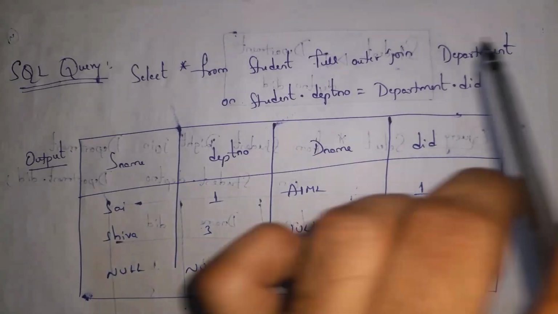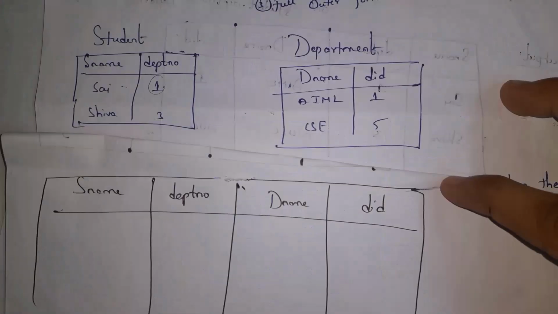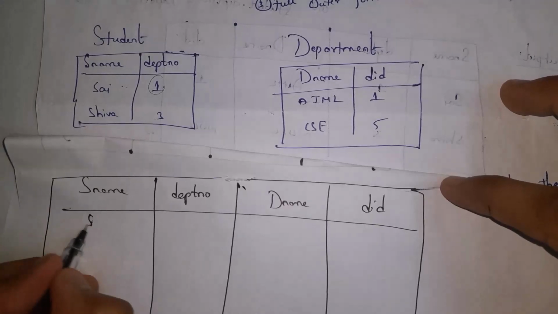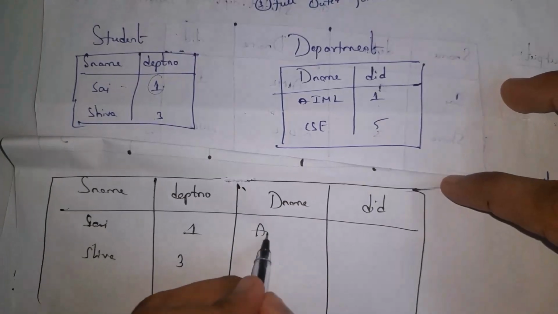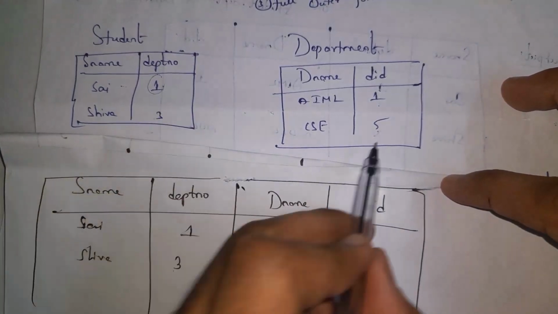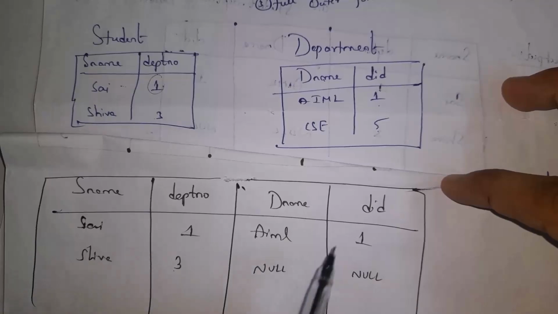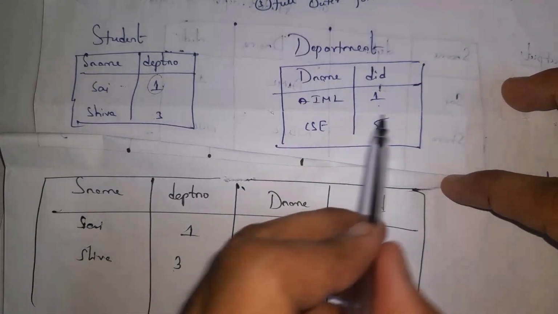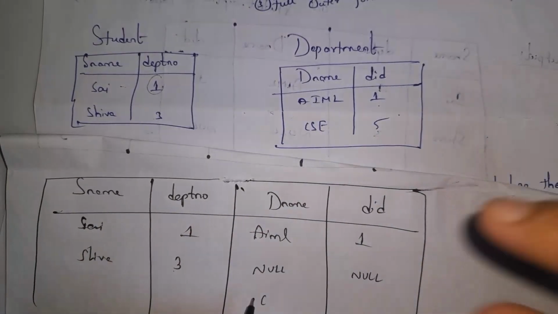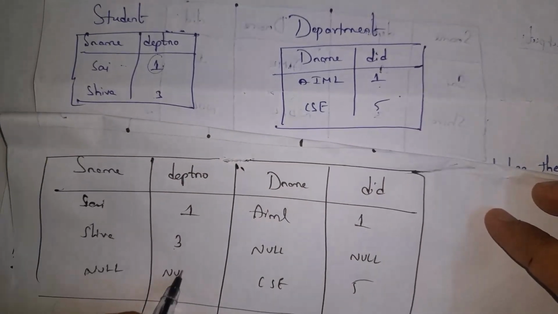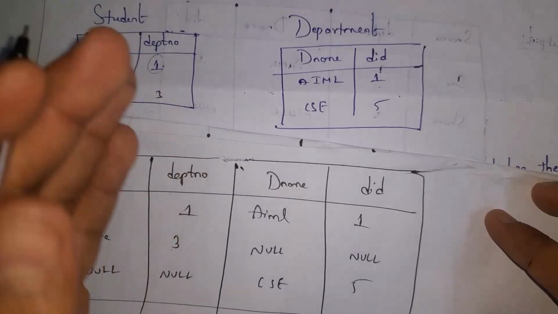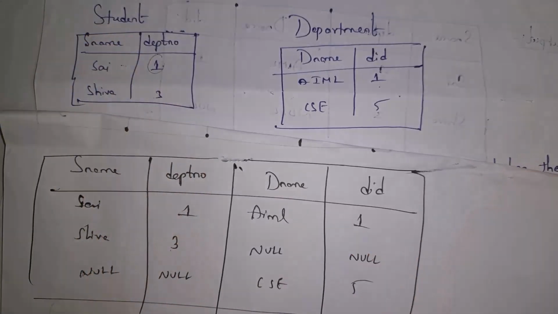Whenever you execute this query, I'll get output. At first we will include all rows from left table. So Sai 1, Shiva 3. Here there is match 1 1. So include this AML 1 and 3. There is no match 3. So include null. And if you observe this table, in this table, this column is missing CSC 5. So just include that CSC 5 and here also there is no match. So include null. So full outer join contains all rows from left table and right table. And if there is match, we will include those values. And if there is no match, null values are included. This is my output for full outer join.